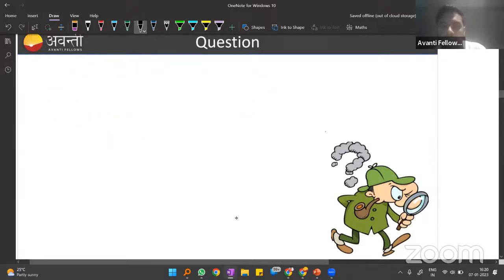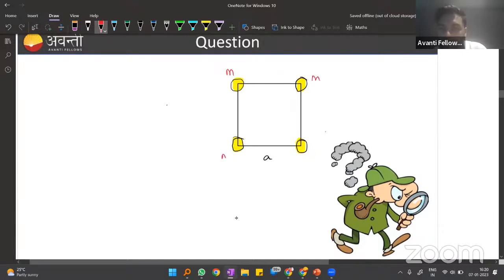What is given is there is a square, and each side of the square is A. Now on each corner there are masses situated. Mass M is kept on each corner. For example, this is mass M, this is mass M, this is mass M, and this is mass M, kept on each corner of this square. Four masses are kept on each vertex or corner of a square of side A.